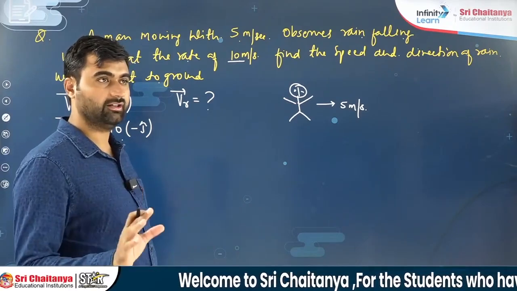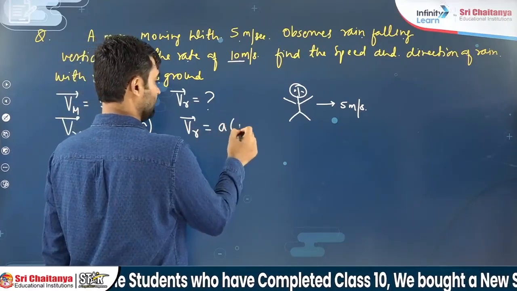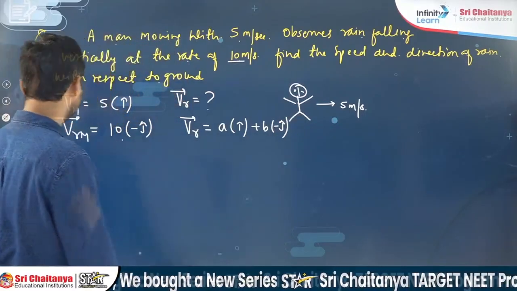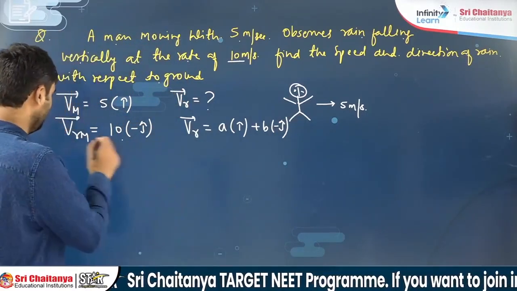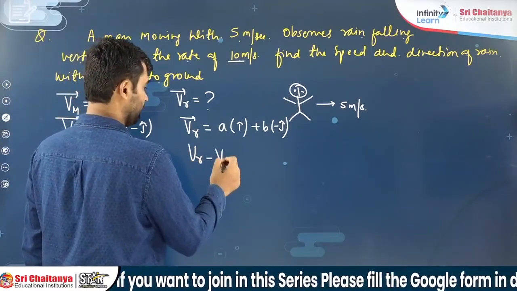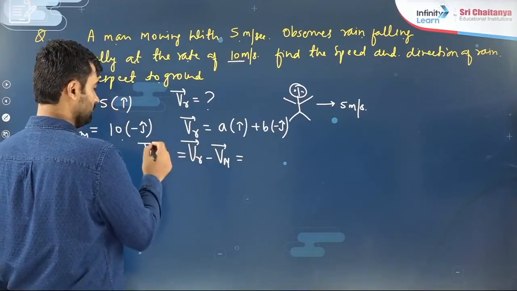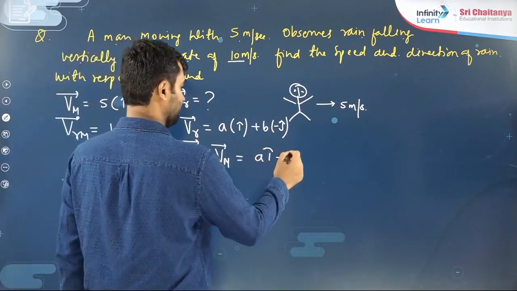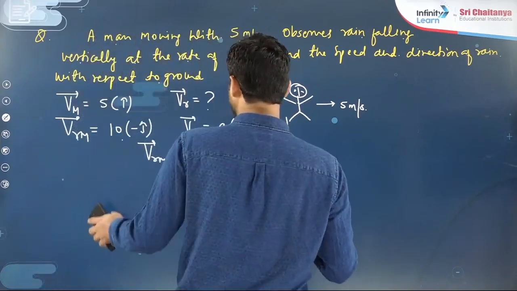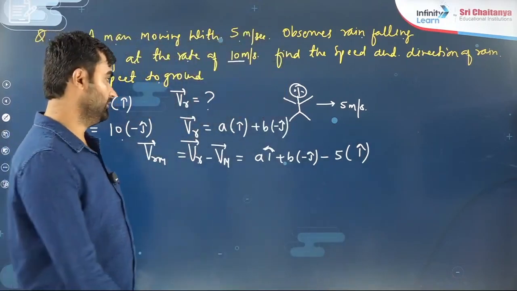So we have to assume the same. How to solve the question, I already explained to you. So first step, we have to assume V_R equal to a i cap plus b minus j cap. Clear? Okay. V_RM is given 10 minus j cap. So we know V_RM is V_R minus V_M. So V_R minus V_M is how much? To put the value, V_R value a i cap plus b minus j cap. And V_M is 5 i cap. Clear? Okay.